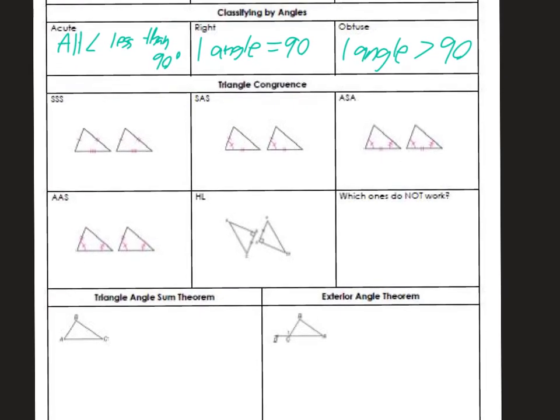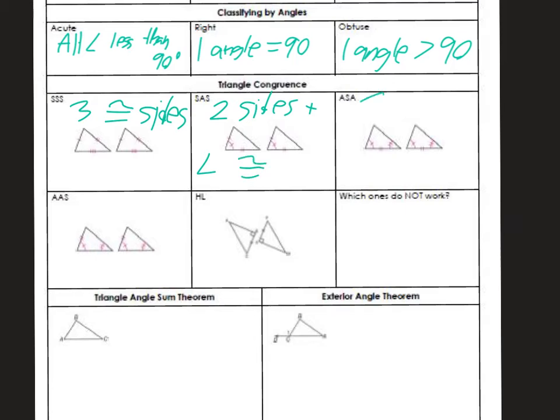Triangle congruence. Corresponding parts of congruent triangles are by definition congruent. And we have 5 ways of doing congruency by parts. Side, side, side, so 3 congruent sides. Side, angle, side: 2 sides plus their included angle are congruent.